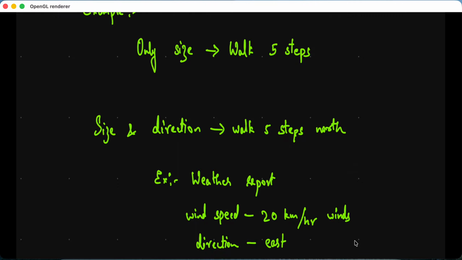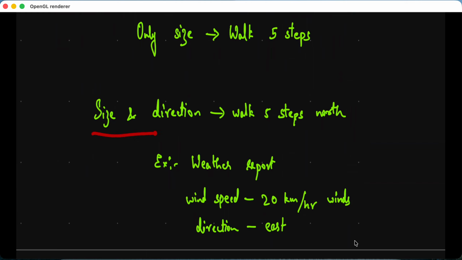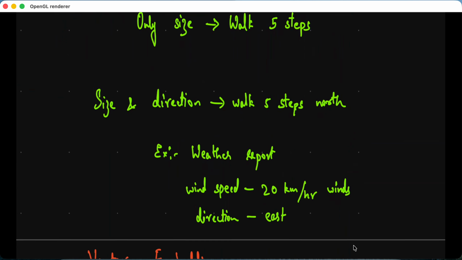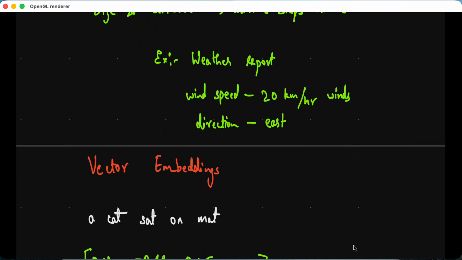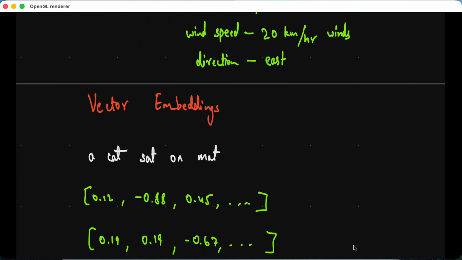So that is when vectors came into the picture. We have size and direction. So we need to walk 5 steps north, so here we have direction and also the size. Let's say in a weather report we have wind speed of 5 kilometers per hour, and the winds are moving towards the east. So that is a vector.